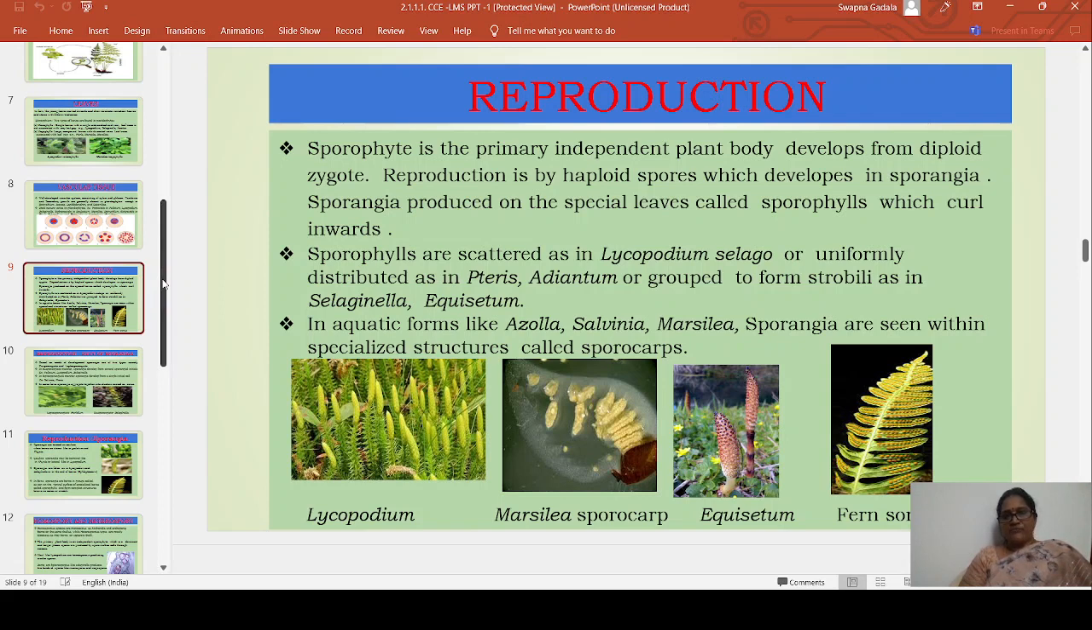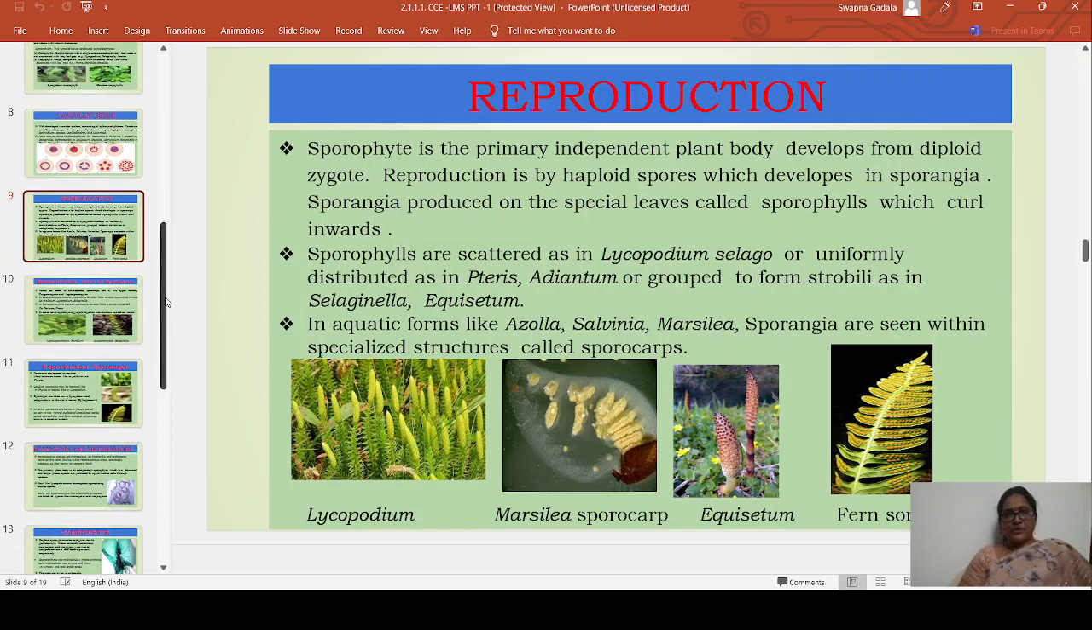So in aquatic forms like Azolla, Salvinia, Marsilea, sporangia are seen within specialized sac-like structures. They are known as the sporocarps. So in this slide, you can observe the Marsilea sporocarp, a fruiting body-like structure in which the sporangia are present.